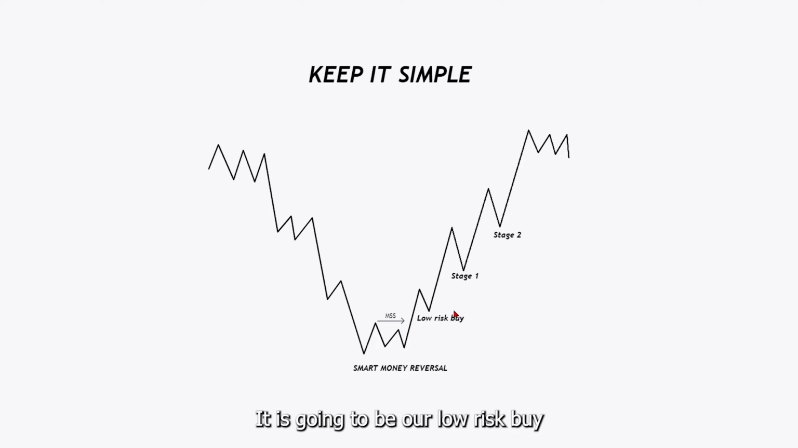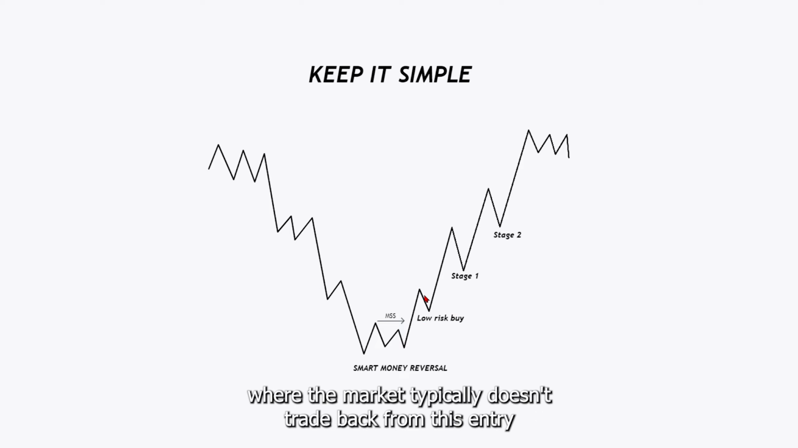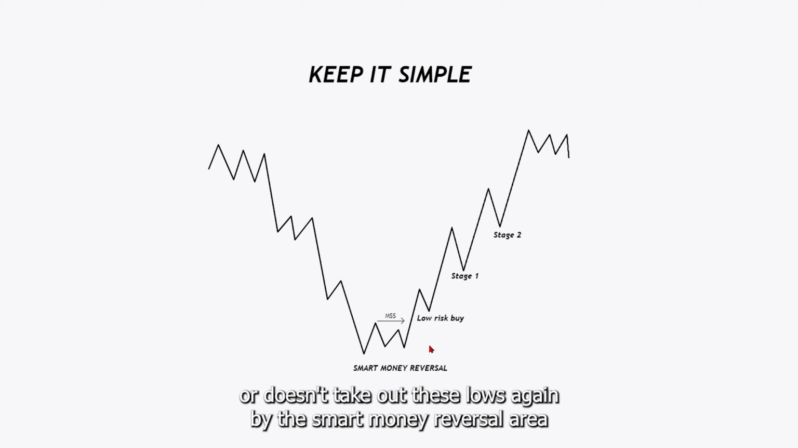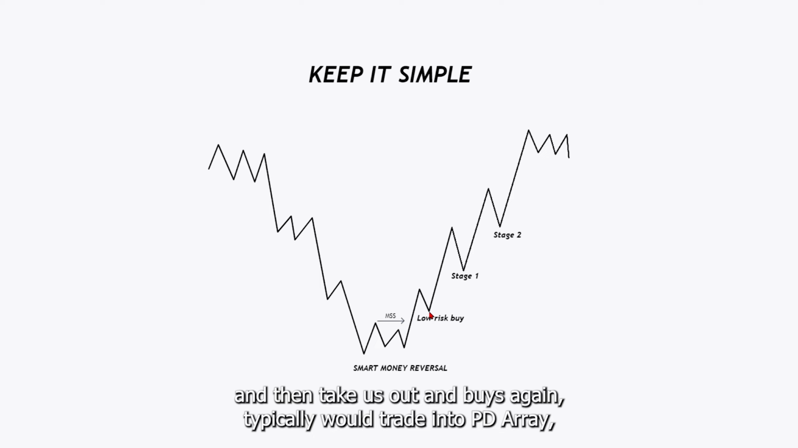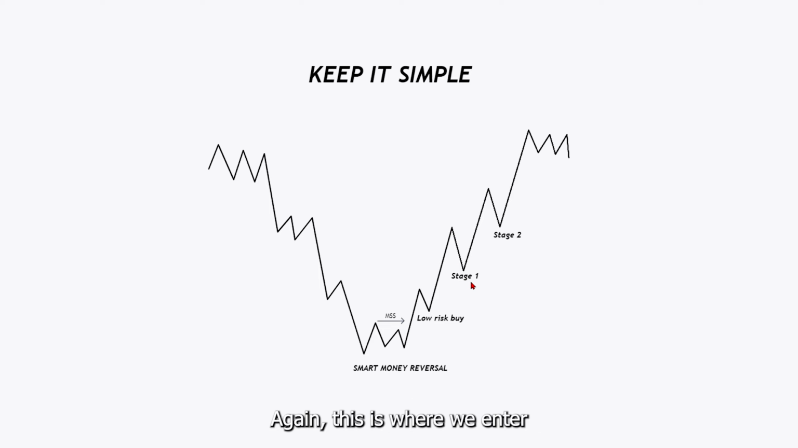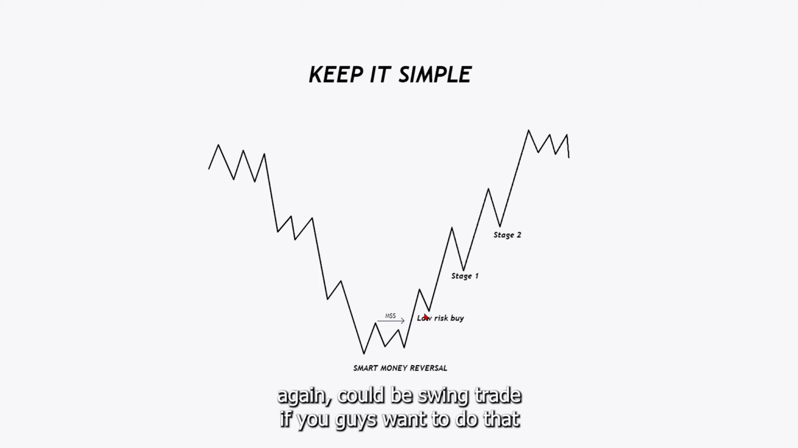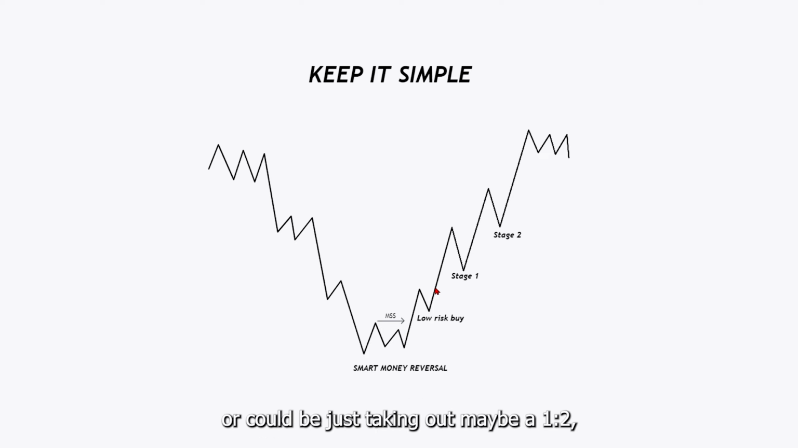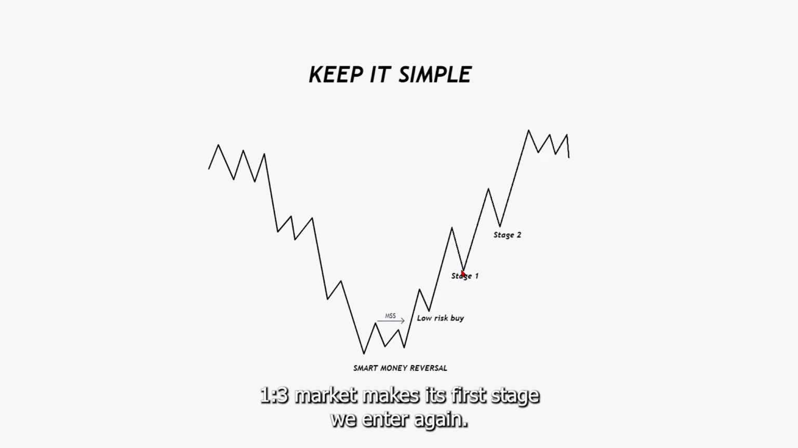This is going to be our low risk buy, where the market typically doesn't trade back from this entry or doesn't take out these lows again by the smart money reversal area and then take us out on buys again. Typically we'll trade into a PD array, then we see the purge, we see our accumulation phase 1 again. This is where we enter again. Could be a swing trade if you guys want to do that, or could be just taking out maybe a 1 to 2 or 1 to 3.